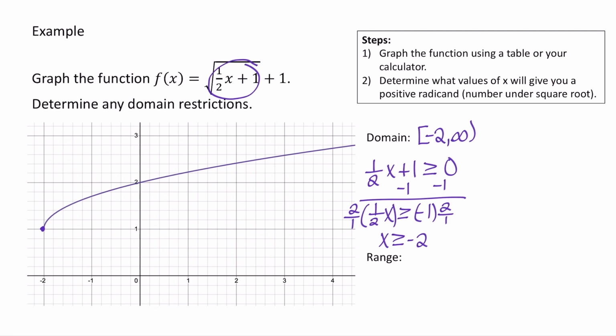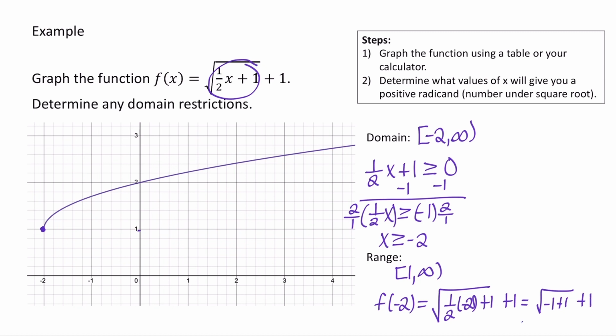The range is going to be starting off at 1, and it's going to be all values greater than that. So it's going to be 1 to positive infinity. The reason it starts off at 1 is because that is the value of the function that corresponds when we have f of -2. So if we plug in that -2, we get the square root of 1/2 times -2 plus 1, plus 1, which is the square root of -1 plus 1, plus 1, which is the square root of 0 plus 1, which equals 0 plus 1, which is 1.